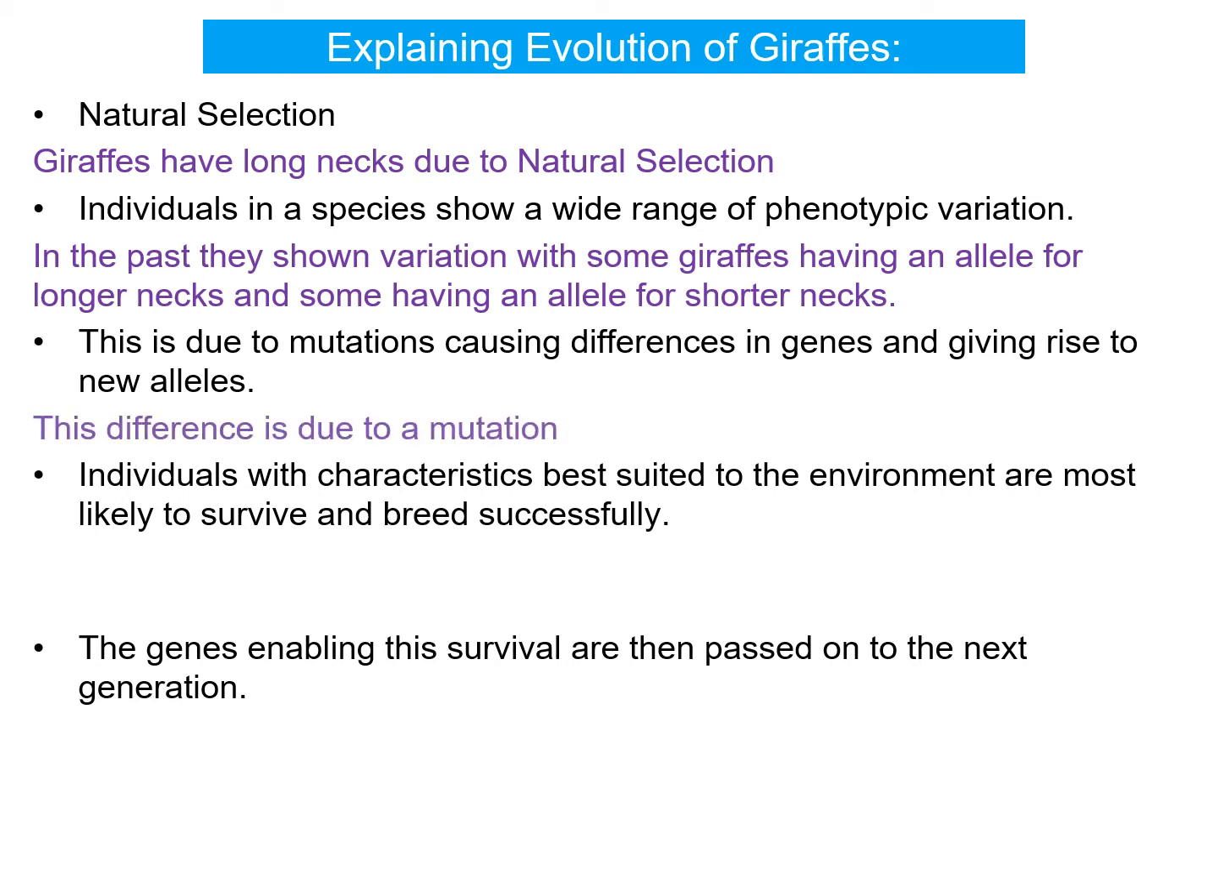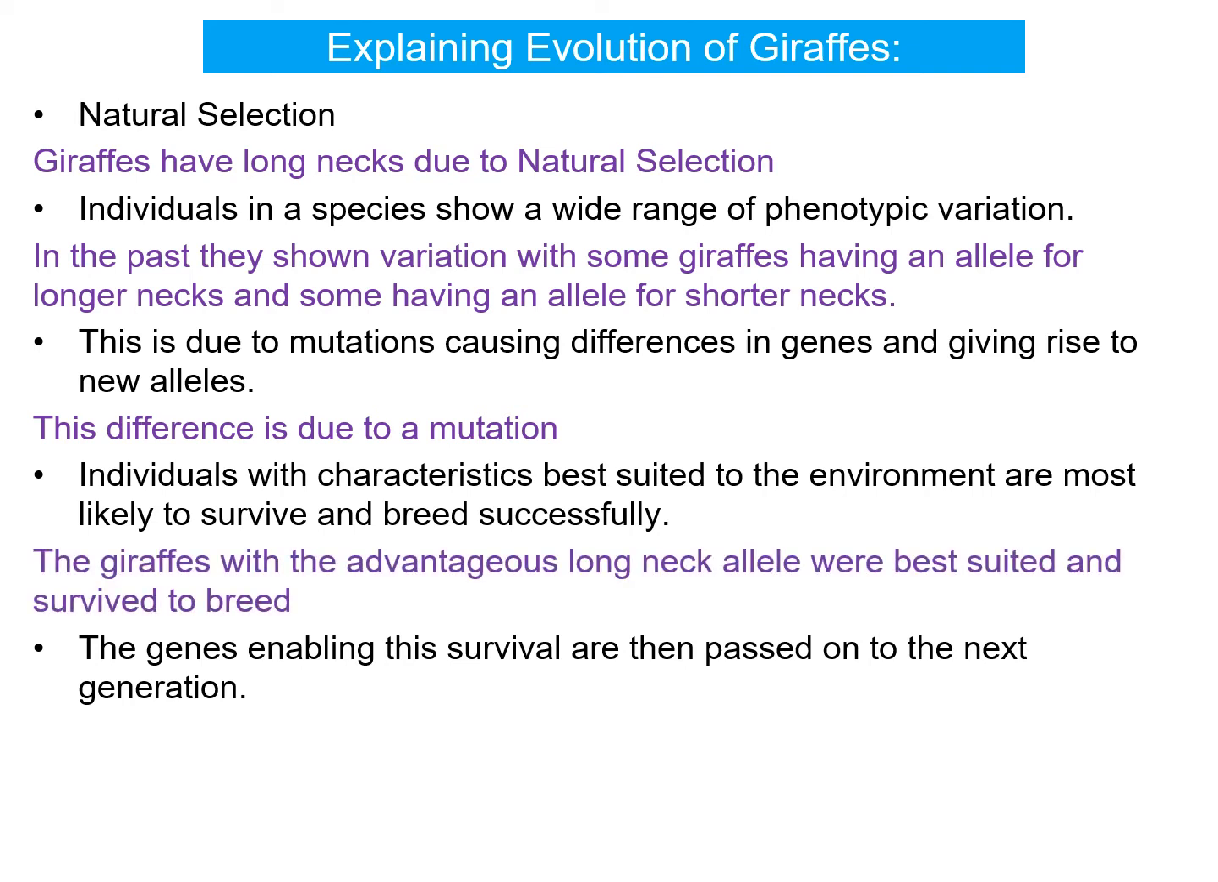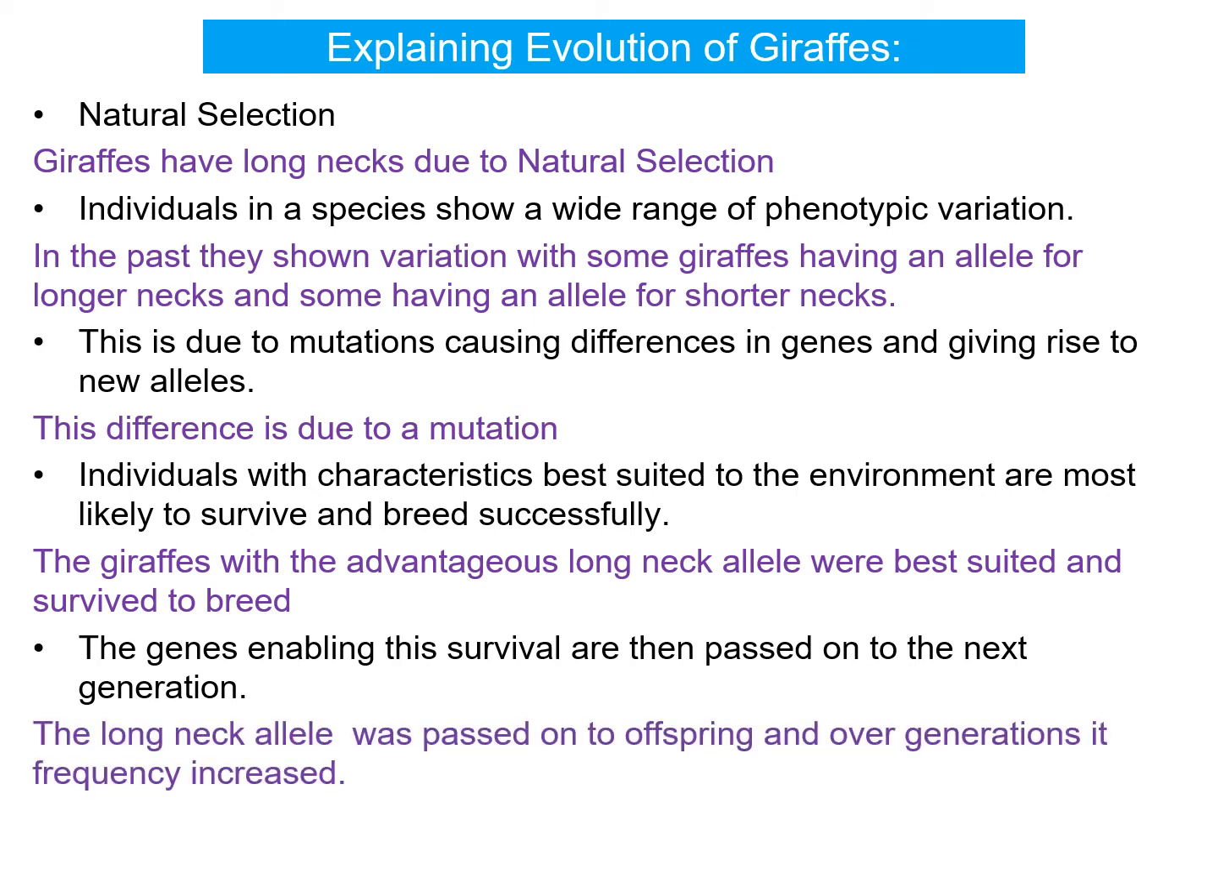And that gives rise to new alleles. Those ones that therefore have that mutation are more likely to have that allele, are more likely to survive, and therefore they're more likely to breed and be more successful. The genes enabling this survival then pass on to the next generation, so that allele gets passed on to the next generation. And just to remind you, we've got this selection pressure.